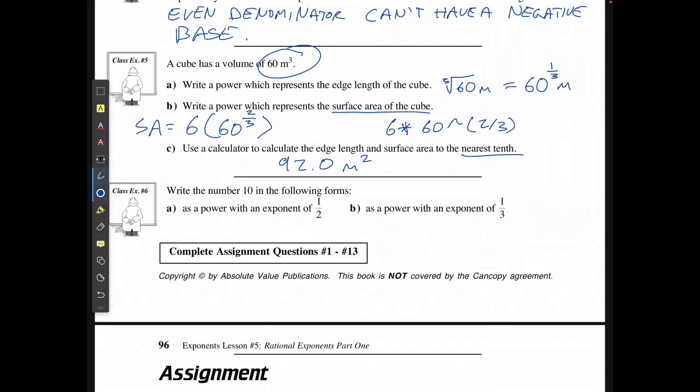If I'm writing the number 10 in the following forms, if I'm doing it as a power with an exponent of 1 over 2, then that means that 10 is going to be the same as, if this would be square root, the square root of 10 times 10, or the square root of 100. So it would be the same as 100 to the 1 over 2. If I'm doing it as a power with an exponent of 3, then it's the same as 1,000 to the power of 1 over 3.